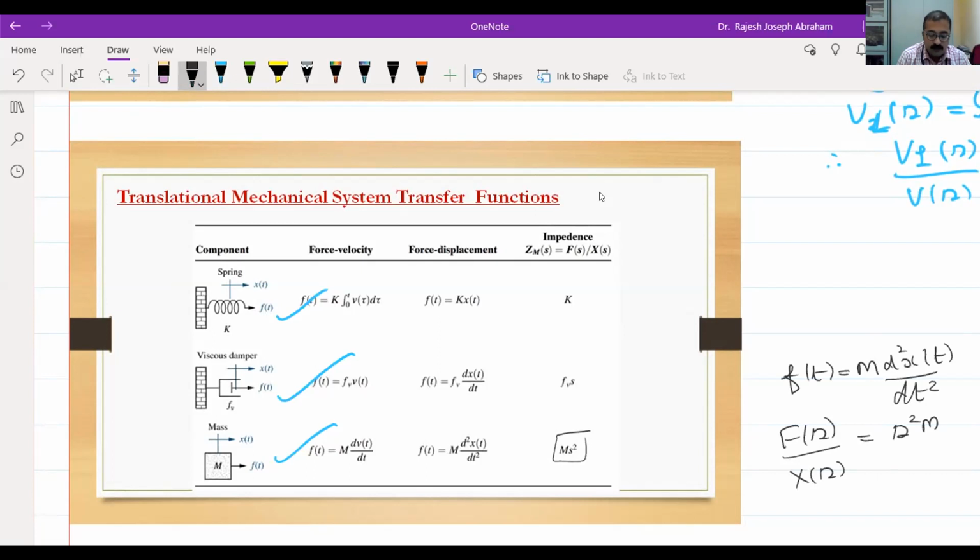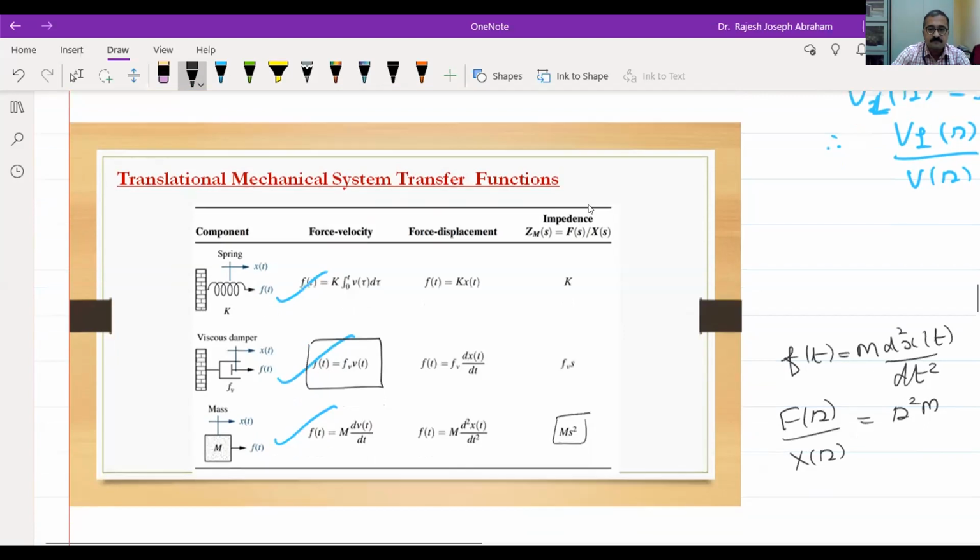Similarly, for a viscous friction represented by this dashpot, what will be the transfer function? This is the force equation. It is proportional to the velocity, or proportional to dx by dt. So when you take the ratio and take the Laplace transform, you will get Fv into s. Keep in mind, the Laplace transform of df by dt is nothing but s F of s, assuming initial conditions are 0. Similarly, in a spring, the force is linearly proportional to the linear displacement x of t, and this is K.